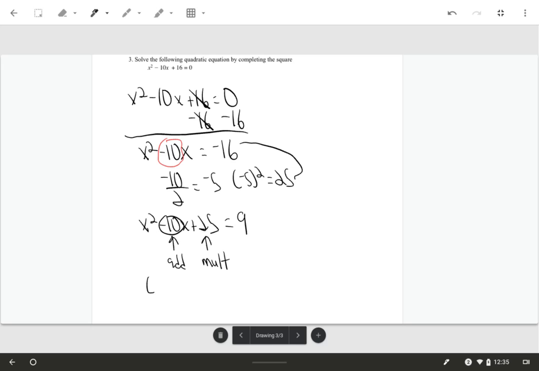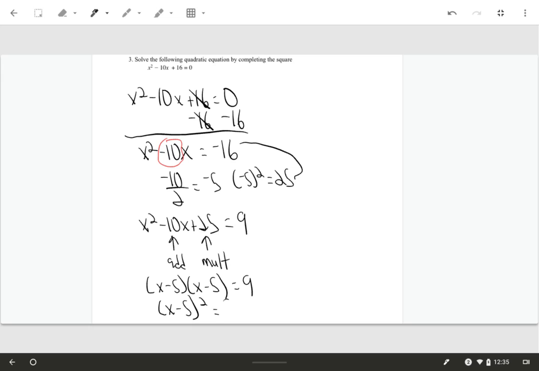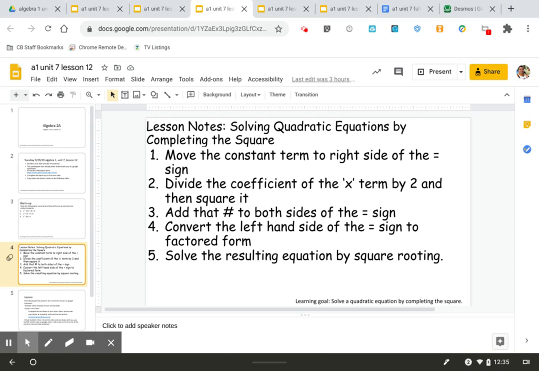Okay, and negative 5 times negative 5 is positive 25. So my two factors are x minus 5 twice, which looks like this. And remember, we talked about this, that whenever you have the same thing multiplied by itself twice, that means squared. So this is really x minus 5 squared equals 9. I'm going to have to move up here since I'm out of room. So I have x minus 5 squared equals 9. So I converted the left-hand side to factored form.